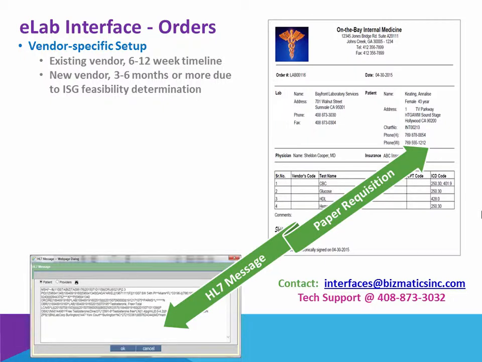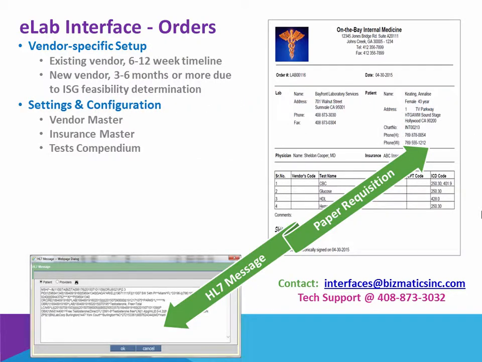Now, it does require vendor-specific setup. Existing vendors such as LabCorp or Quest Diagnostic or BioReference Lab typically take about a 6 to 12-week timeline, give or take. For new vendors, there may be a 3 to 6 month duration or even more, and at first would require our interface services group to determine feasibility by speaking directly with the vendor to get all of the required specifications for the interface. We do support an unlimited number of vendors as long as they are compatible with the HL7 transaction.